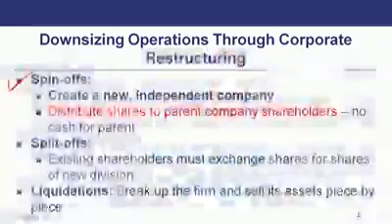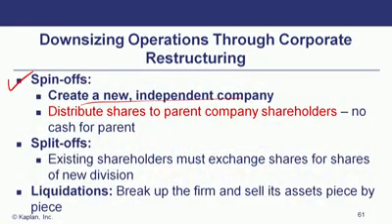We could do a spin-off. This is where we create a new independent company, okay, but we distribute the shares to the parent company shareholders. So you had one share of stock in this conglomerate. Now you have a share of stock in the conglomerate and a share of stock in the suitcase manufacturer, okay, and together they ought to be worth about the same thing, but nonetheless, there's no new shareholders and there's no new cash for the parent company.